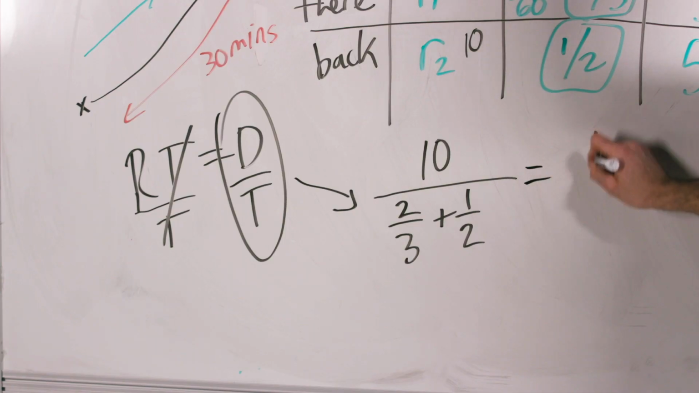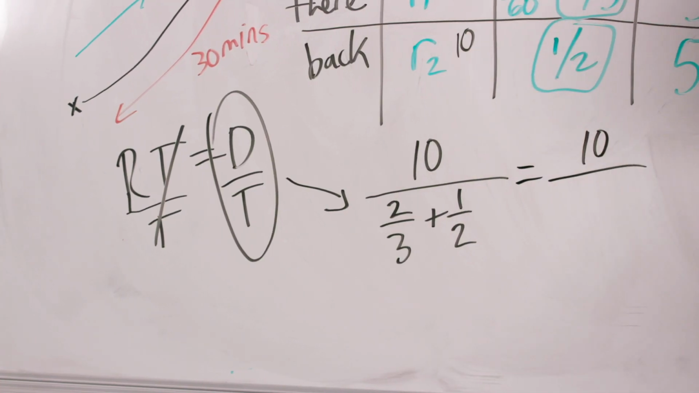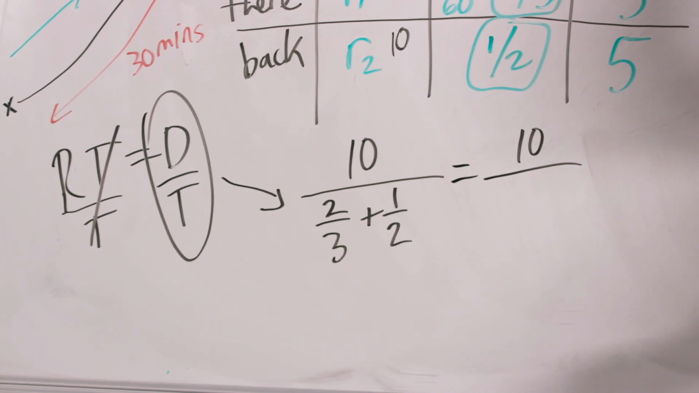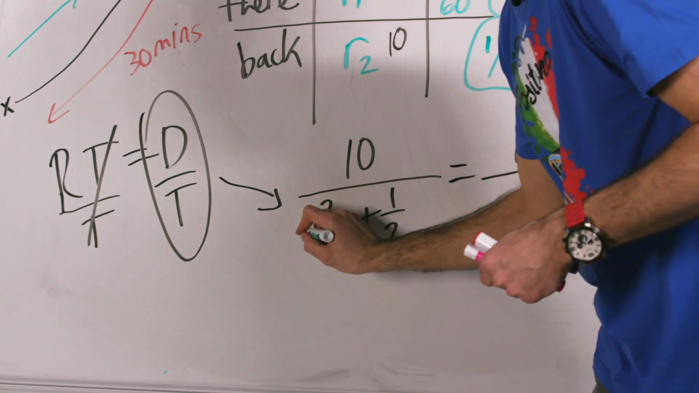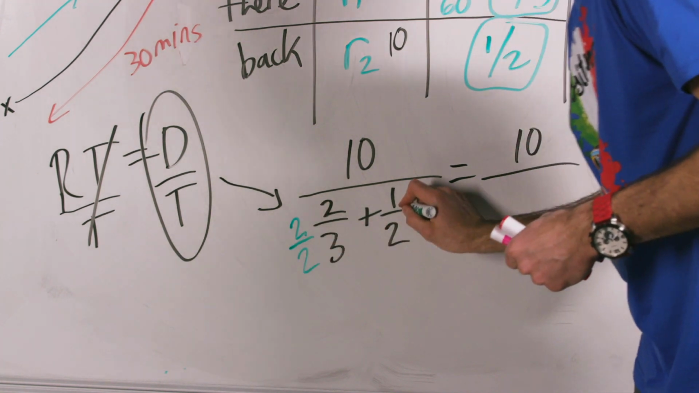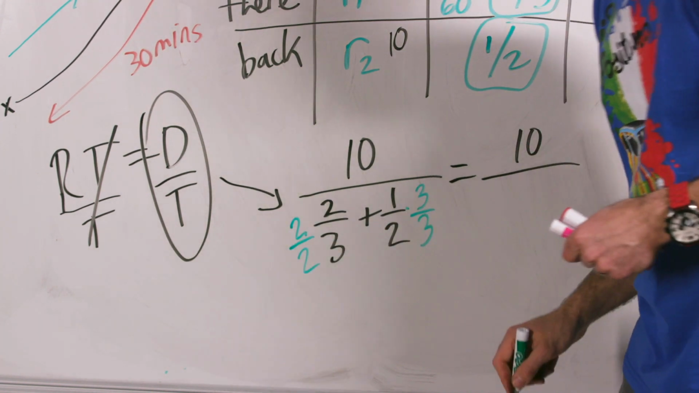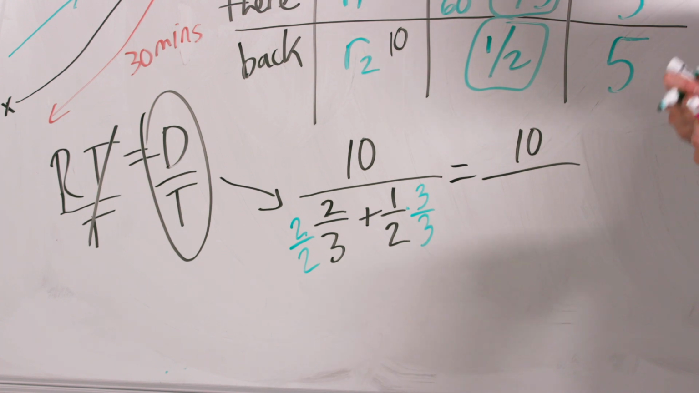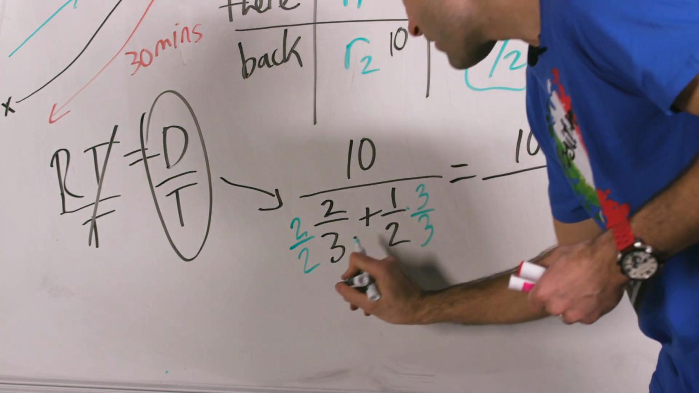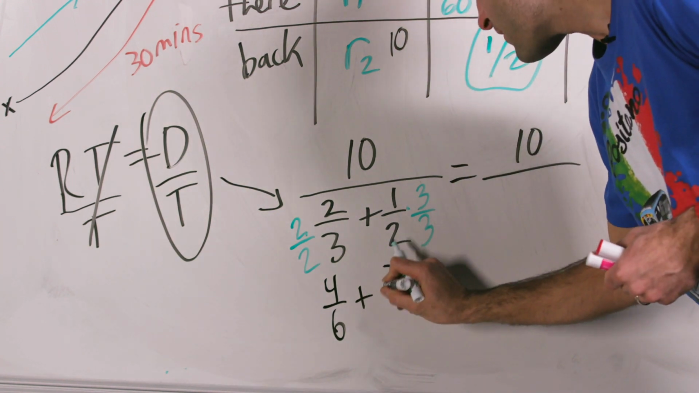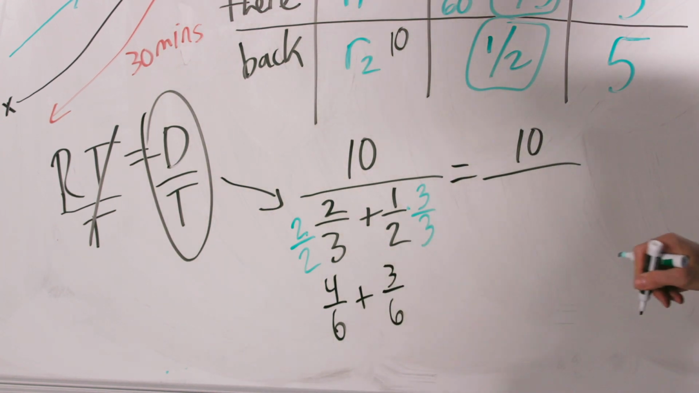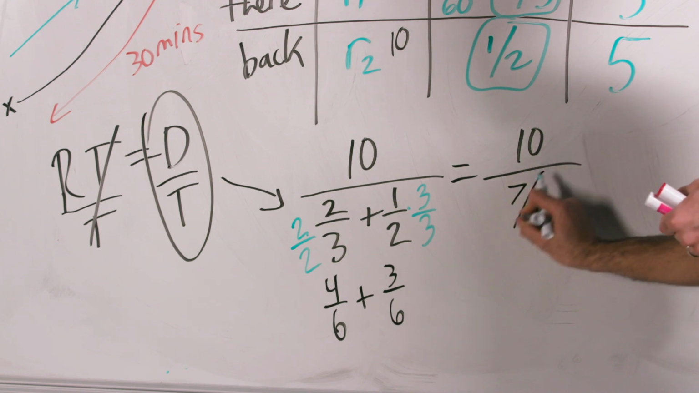So here we go, 10 over. Common denominator would be 6 in this case. So this would be times 2 top and bottom. This would be times 3 top and bottom. That's what we got: 4 over 6 plus 3 over 6. And that's 7 over 6.